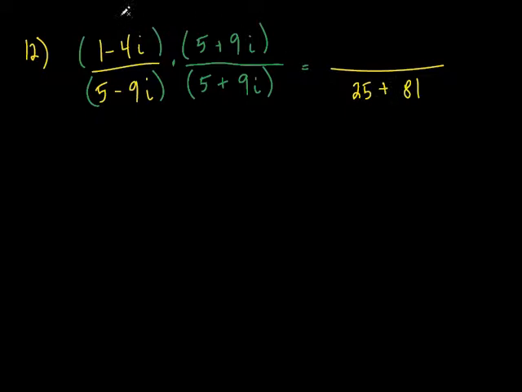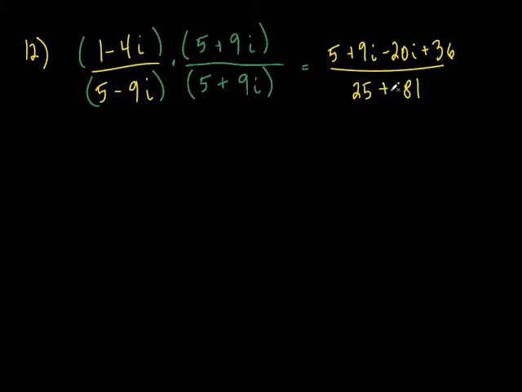Now let's do the top. Now this is not a difference of two squares kind of a thing. We have to do the whole entire FOIL method. So let's do the first, which is 5. Let's do the outside, which is positive 9i. Let's do the inside, which is negative 20i. And let's do the last, which is negative 36i squared. But again, that i squared is -1. That makes this negative into a positive.